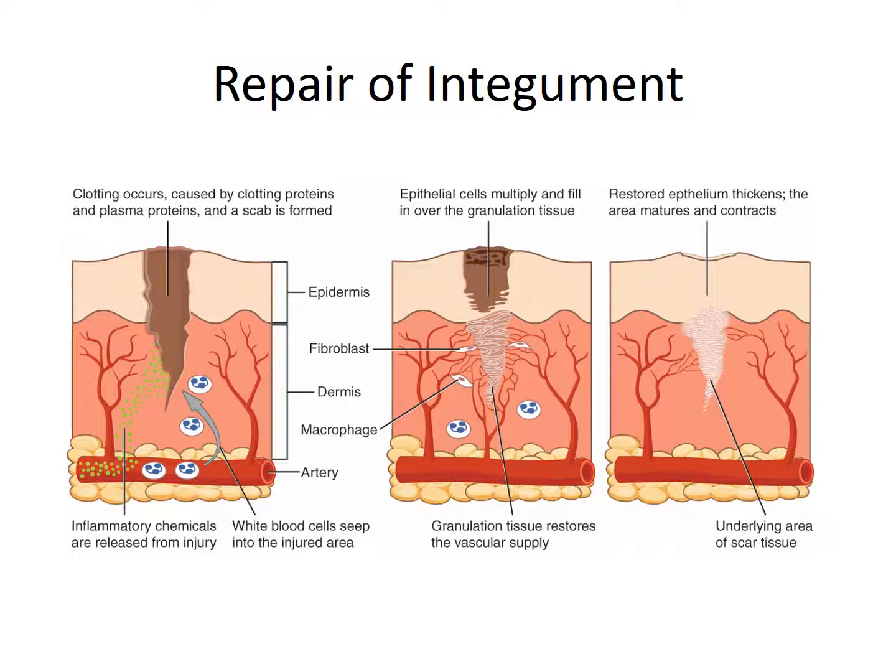As many blood vessels as possible typically enter into the area to release macrophages. So it's a general process of cleaning up debris and repairing the skin tissue. And finally, restored epithelium will thicken and the area matures and contracts. So this would be a combination of proliferative and scarring phase in this last picture. And that makes up Lecture 8.